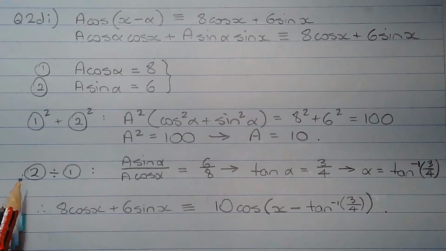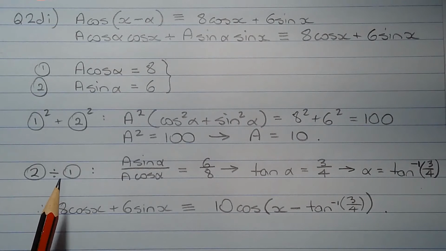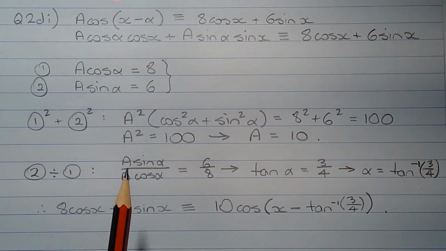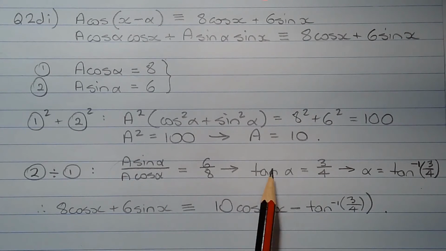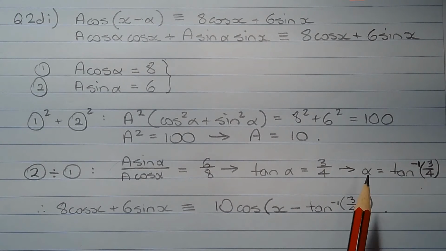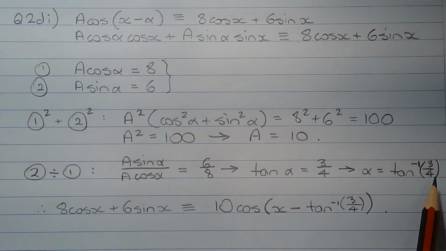Now if we take equation 2 and divide it by equation 1, we can find the value of alpha. So a sin alpha over a cos alpha is equal to 6 over 8. Now the a's cancel, and we have sin alpha over cos alpha, which is equivalent to tan alpha. So we have tan alpha is equal to 3 over 4. And making alpha the subject of the formula, we get alpha is equal to the inverse tan of 3 over 4, and I've left it in exact form.